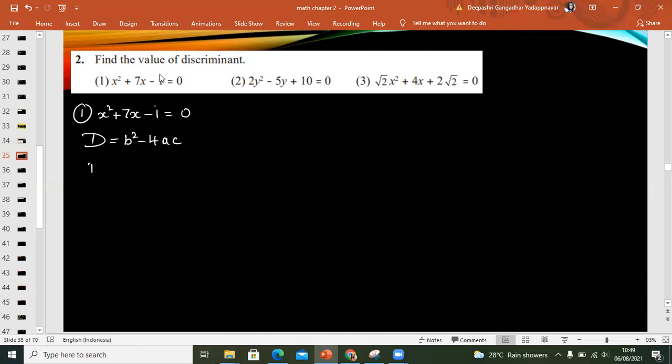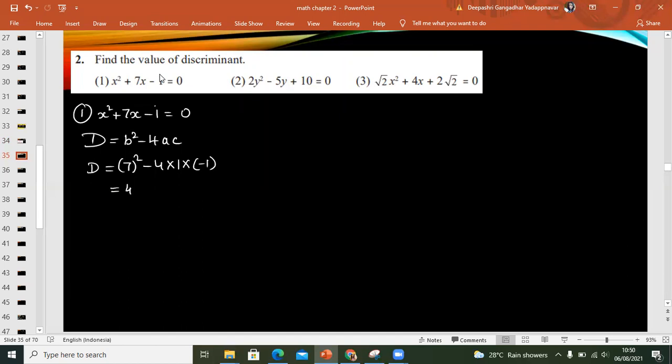Only this much. So D equals, b value is the middle term, that is 7 square, minus 4 multiply a value is 1. There is no number in front of x square, that means there is a number 1. We don't write it, it is understood. So 1 into c is negative 1. When a number is with the negative sign, please write it in the bracket, so that you don't make silly mistakes while doing calculations.